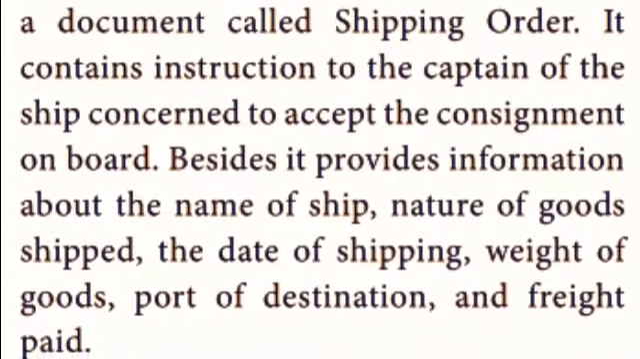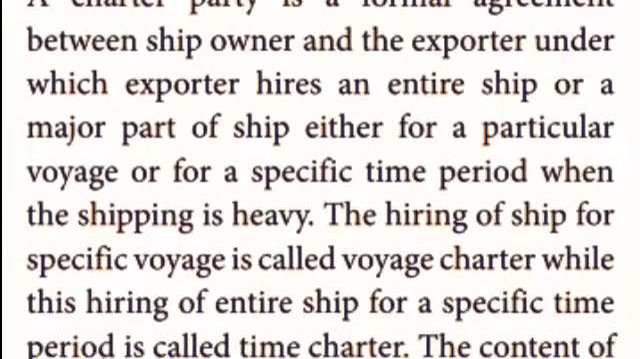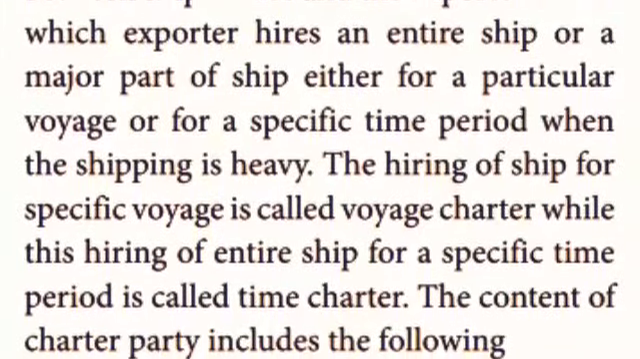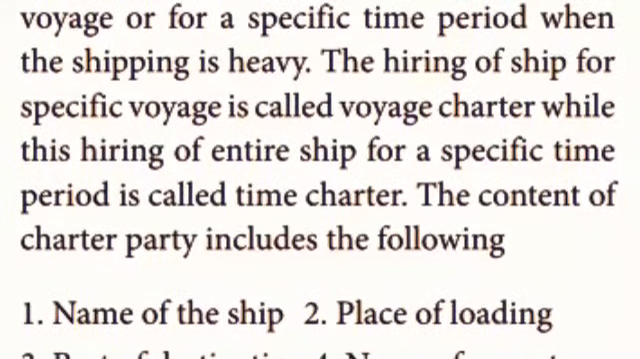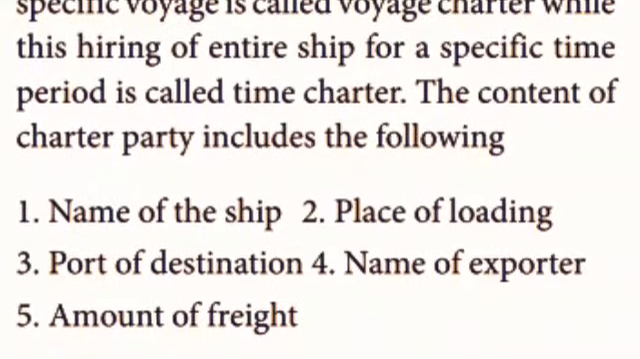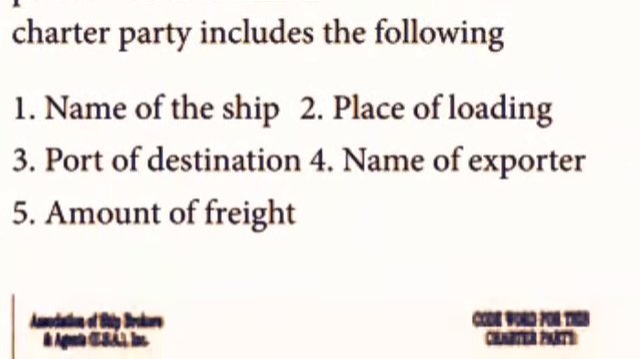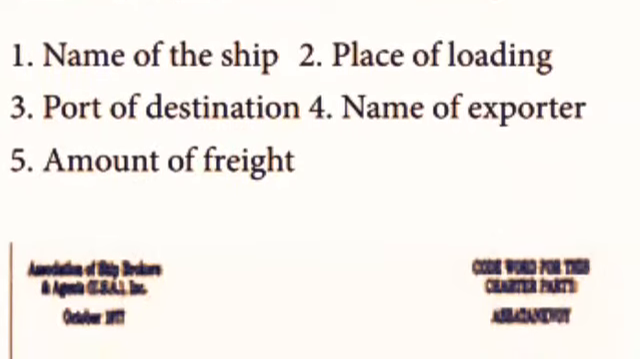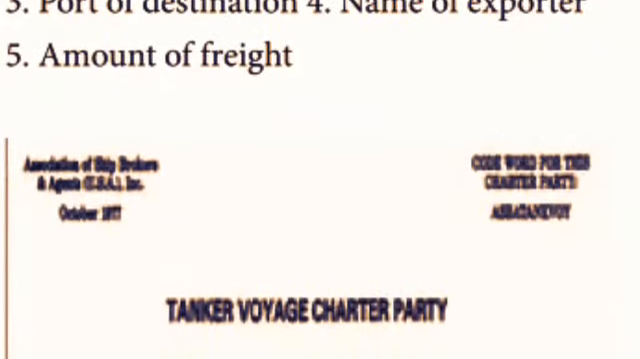Next one, charter party. The charter party is a formal agreement between the ship owner and the exporter under which the exporter hires an entire ship or a major part of a ship, either for a particular voyage or for a specific time period when the shipping is heavy. The hiring of a ship for a specific voyage is called a voyage charter, while the hiring of an empty ship for a specific time period is called a time charter. The content of a charter party includes the following. So what are the contents in the charter party? Name of the ship, place of loading, port of destination, name of exporter, amount of freight, everything in that. For example, we get bills from the shop, no? Like that only we have to get.